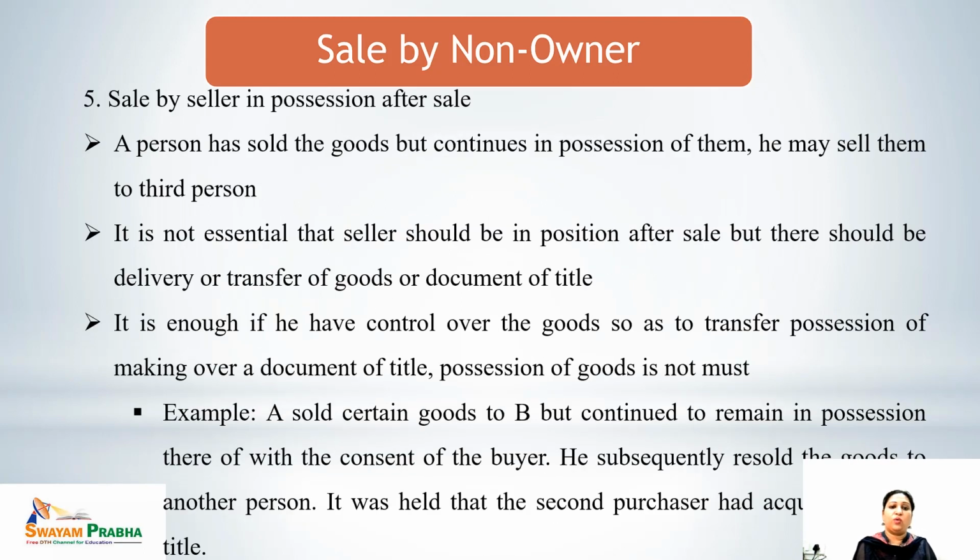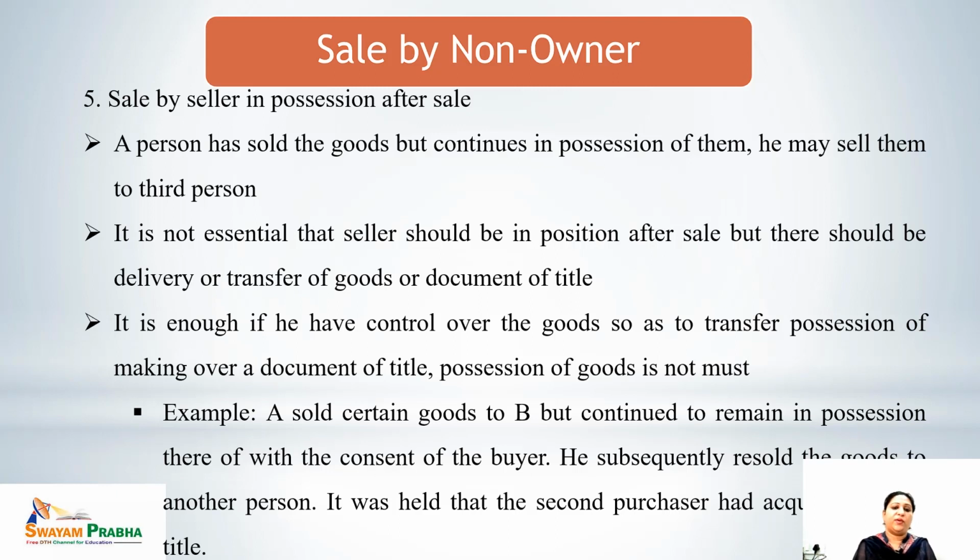Next, sale by non-owner covers sale by seller in possession after sale. That means we generally know that once the goods are sold, they are transferred to the buyer. But sometimes they remain in the possession of the seller. Once the goods are in the possession of the seller, the seller may further sell them to a third party, because at that time the seller is not a true owner of the goods, but even though, the sale made by the seller would be considered a valid sale.